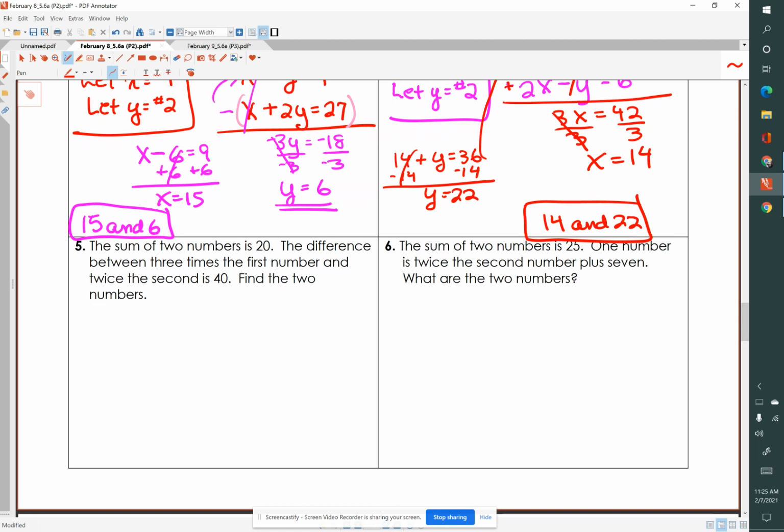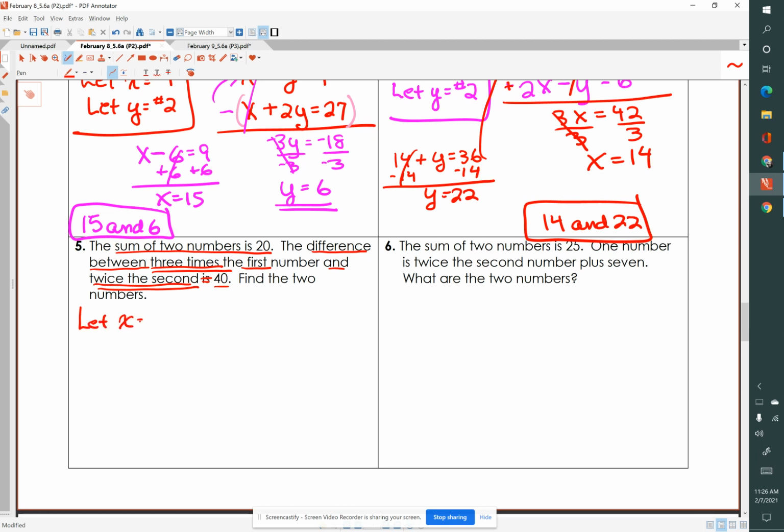So try number 5 and 6 and then come back to the video. So number 5 says the sum of two numbers is 20. The difference between 3 times the first number and twice the second number is 40. Find the two numbers.